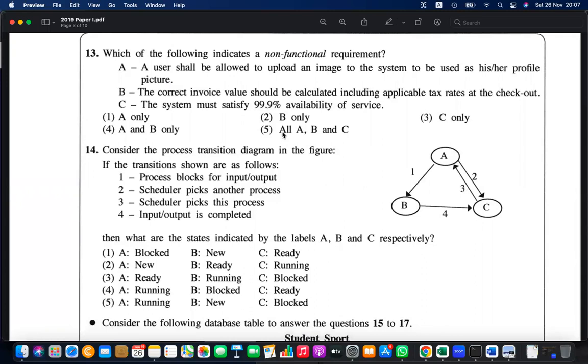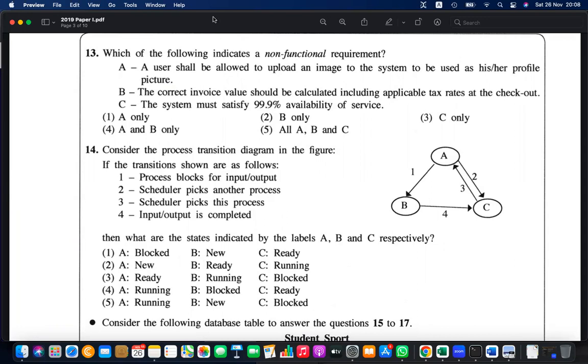Which of the following indicates a non-functional requirement? I said this already. So what are the functional requirements? Functional requirements are the main requirements, or the expectations from the system. So what are the non-functional requirements? Non-functional requirements are the restrictions to these expectations, right?